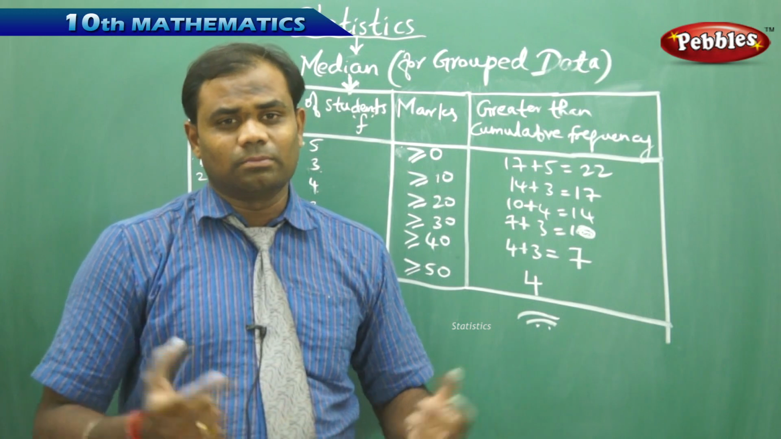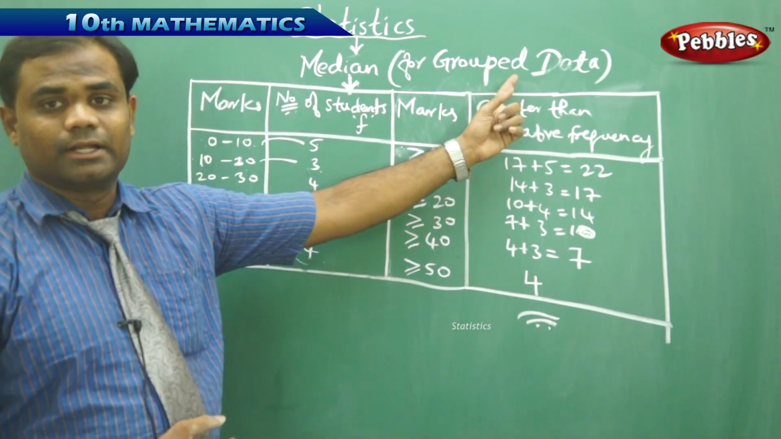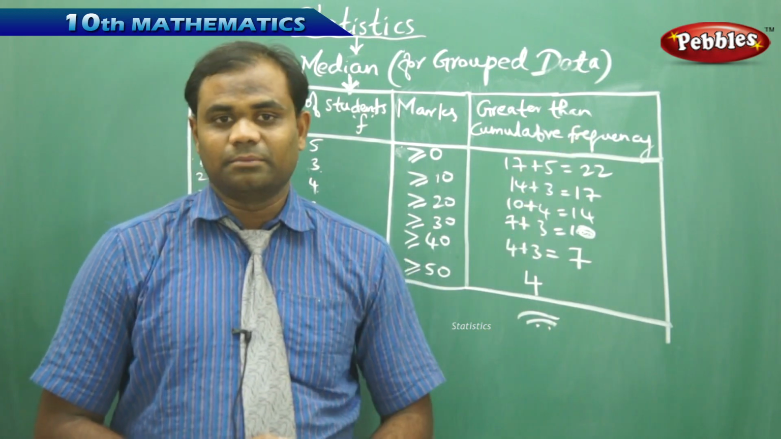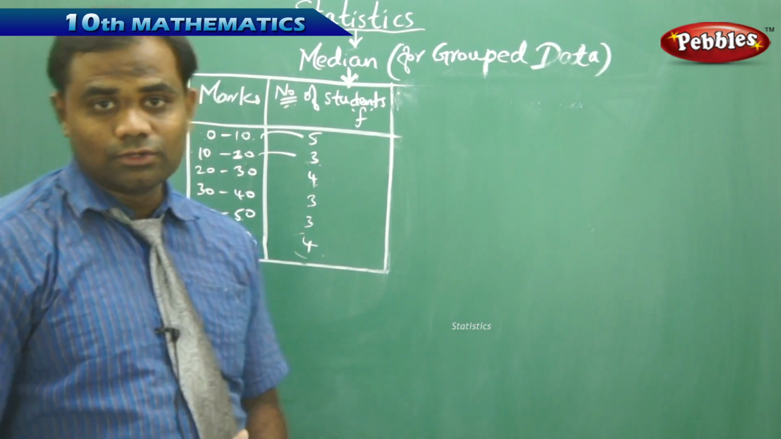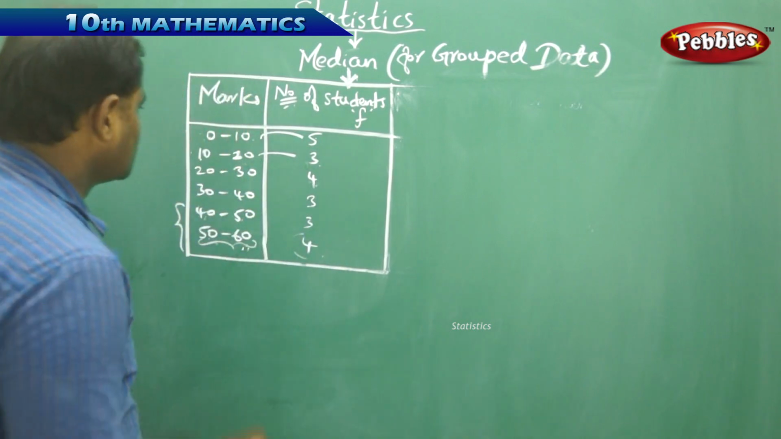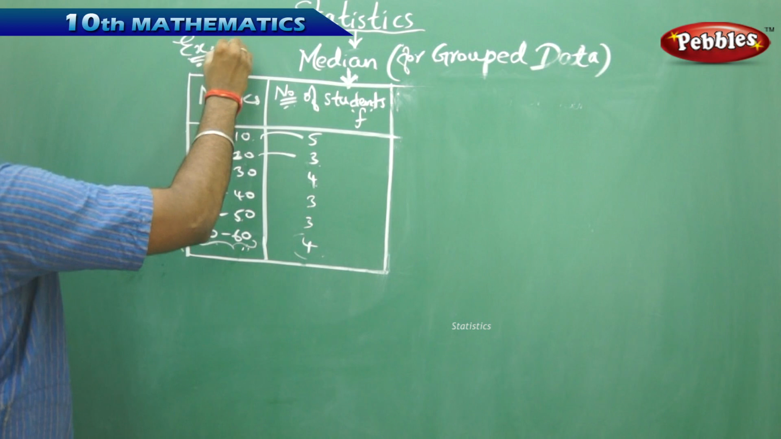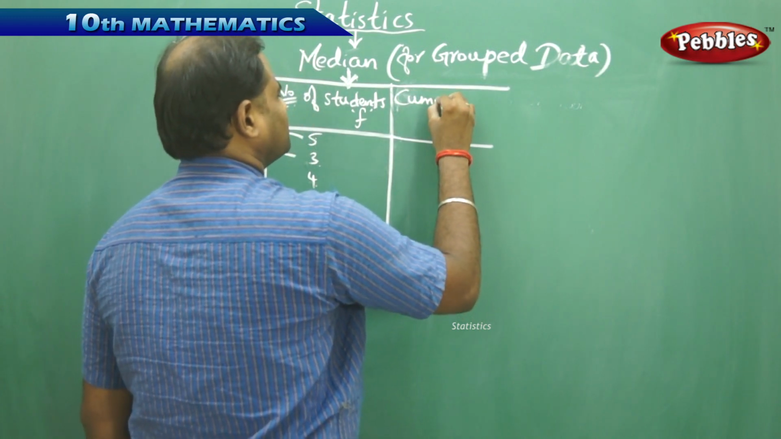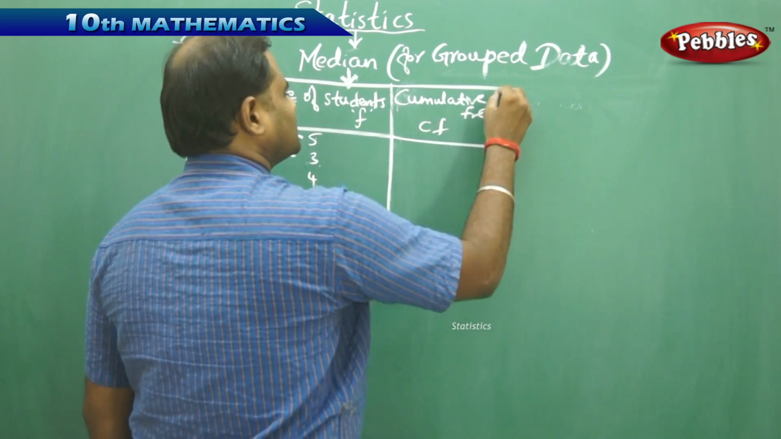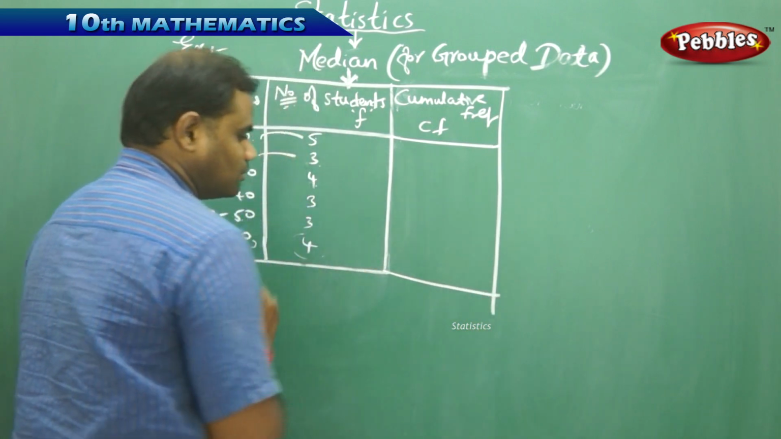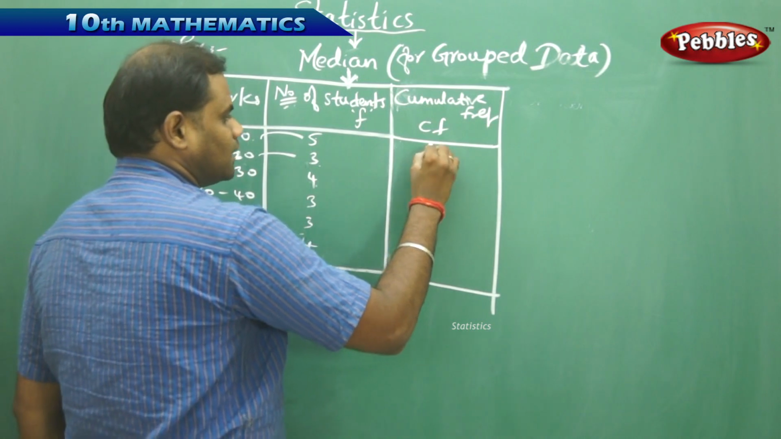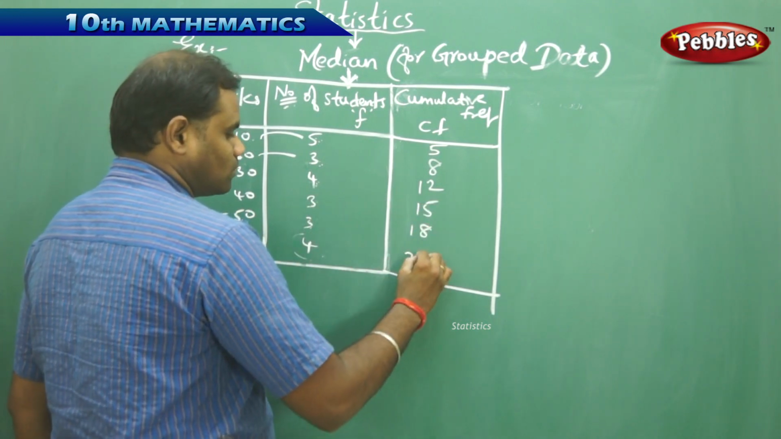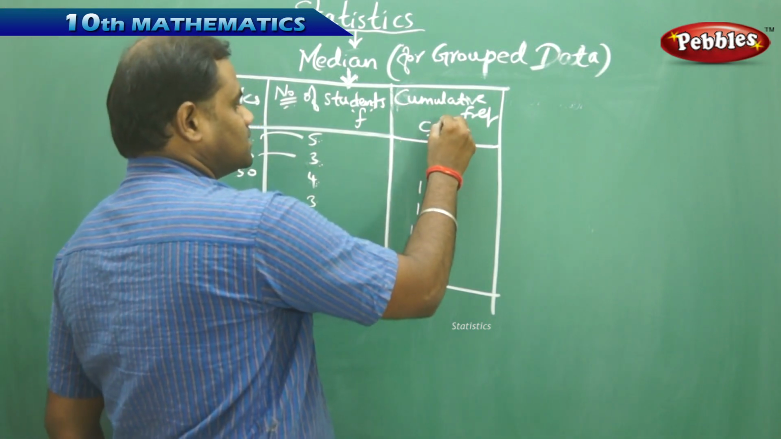So let's see how the median can be calculated for grouped data using the cumulative frequency, greater than or less than cumulative frequency, as discussed in the previous session. With this example problem, I calculate the median for this grouped data. Initially, let me calculate the cumulative frequency, denoted by CF. To start, my initial value is 5, then 5 plus 3 is 8, 8 plus 4 is 12, 12 plus 3 is 15, 15 plus 3 is 18, 18 plus 4 is 22.